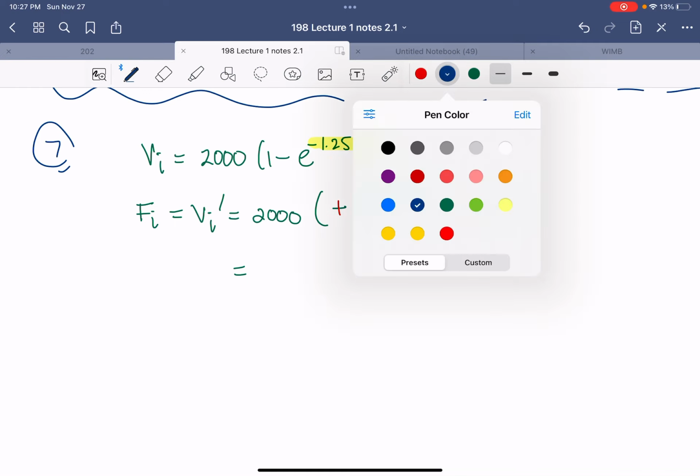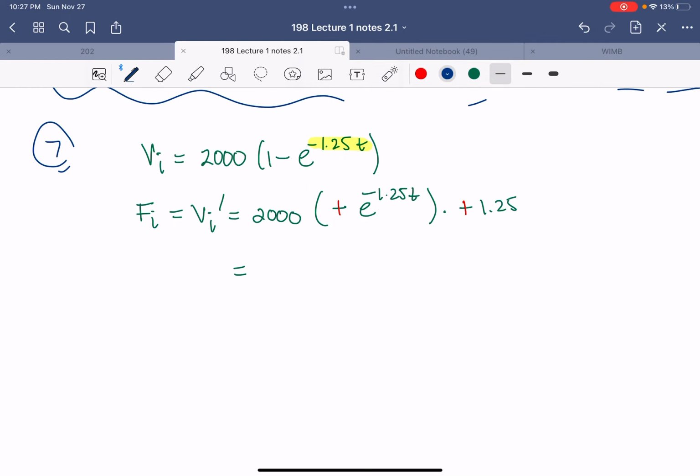And then you're just taking 2,000 times 1.25. So that is 2,000 times 5 over 4. Let's see, that becomes 500 times 5, which is 2,500. So 2,500 e to the negative 1.25t.